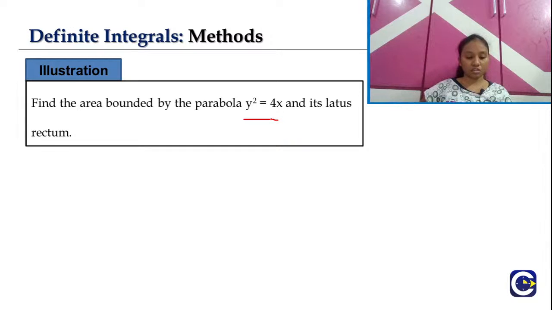So, okay. Anyone got the answer, guys? Not it.